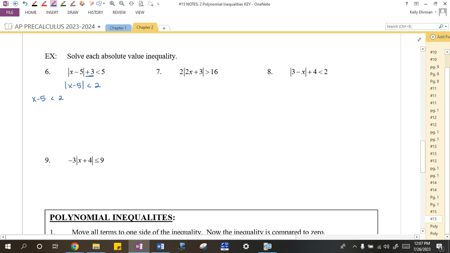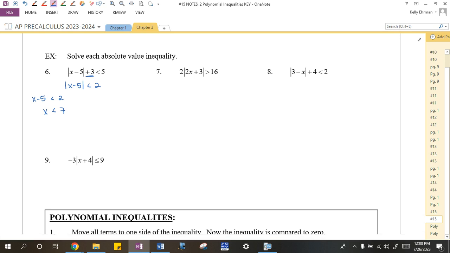Because if I can come up with a value that calculates x minus 5 to be less than 2, it should work back in the original inequality. And we can solve that inequality. When is x less than 7? So as long as x is less than 7, when you take the absolute value of that number minus 5, you're going to get something less than 2. Okay, but we're not done there.